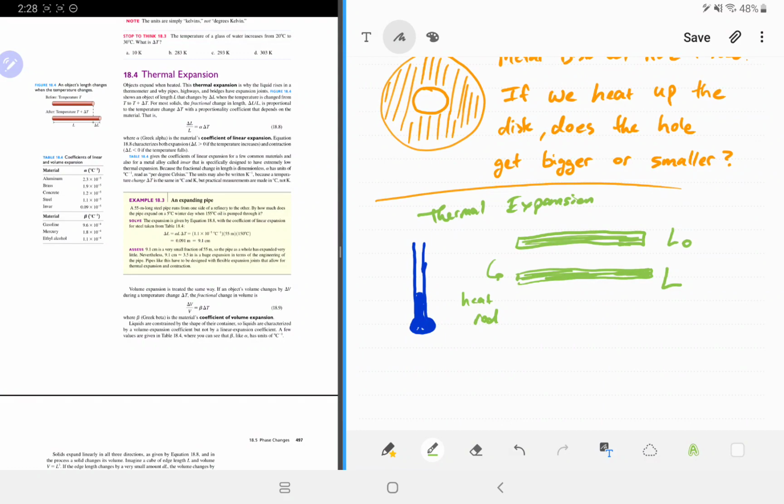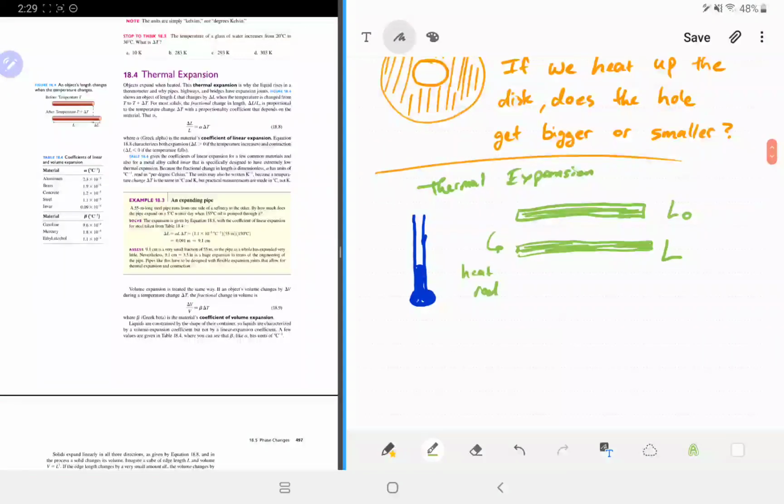And it makes sense that the amount that it increases is going to depend on how long the rod is. So imagine you had two such rods, and you put them side by side. If you heat them up both the same amount, then they're both going to expand by the same amount. And then if you put the two together, it's going to expand by twice as much.